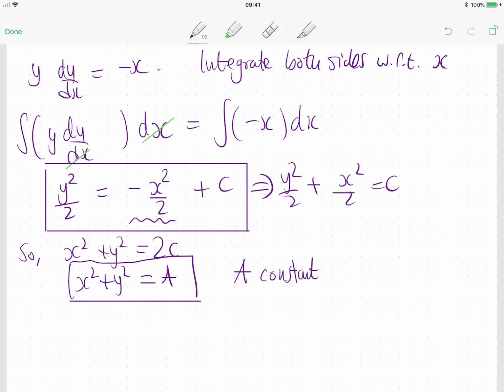x squared plus y squared is some constant a. I could rearrange it to get y on its own, but I don't think it looked that nice. I think this really shows the relationship for the answer y, just absolutely fine.